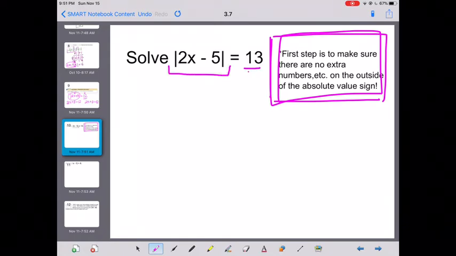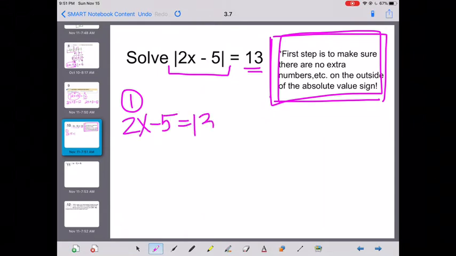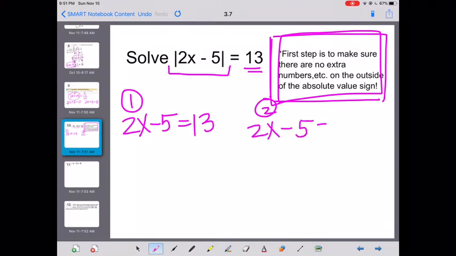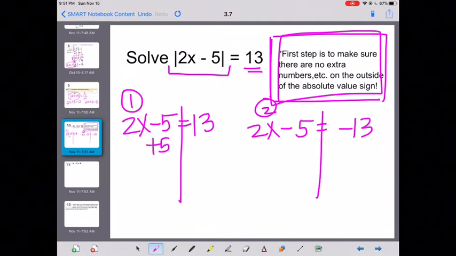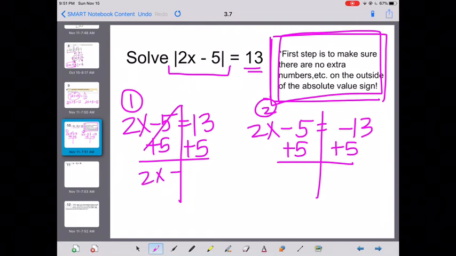Since we only have our term inside the absolute value bars, we're going to follow the directions from the definition on the slide before. Everything inside here has to be equal to this answer and the negative version of that answer. So now we're going to split it into our two parts. First one is 2x minus 5 equals 13. The second one is 2x minus 5 is equal to negative 13. Then we're just going to solve these accordingly and find out what our two possible answers are.